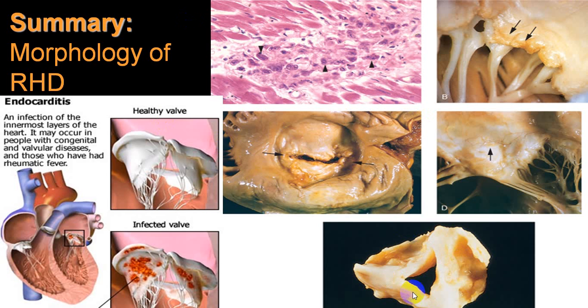This is aortic valve involvement, and these are the vegetations which you can see underneath the mitral valve. These are nodules on the mitral valve. These are those nodular structures. This is Aschoff nodules.